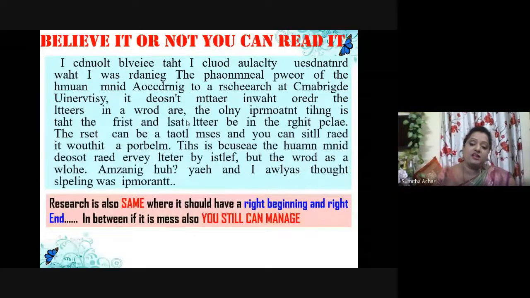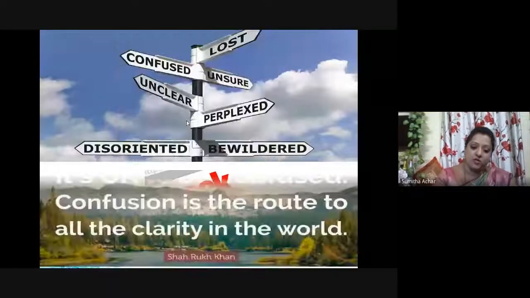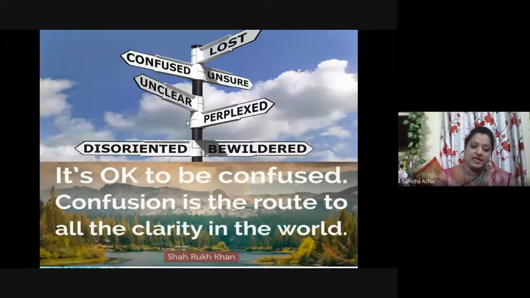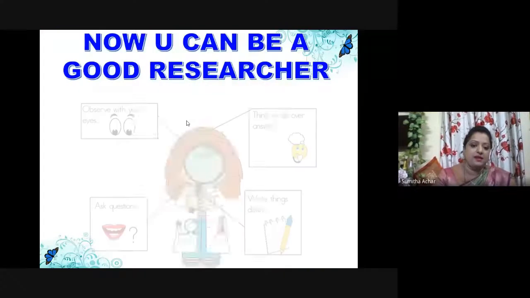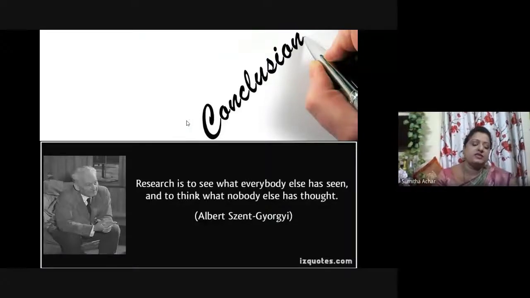But know that your findings should support your arguments from the beginning, right? If that's manageable, you will be able to manage your research well, because confusions are always there. It's okay to be confused in between, and with that, you can be a good researcher. But to have good research ideas, you should be able to observe things. You should be able to question your arguments. You should be able to discover new answers, and at the same time, learn to record every single detail, right? So this is where I conclude.